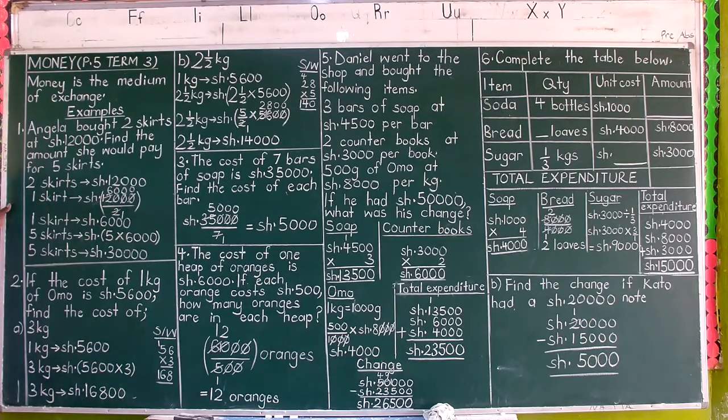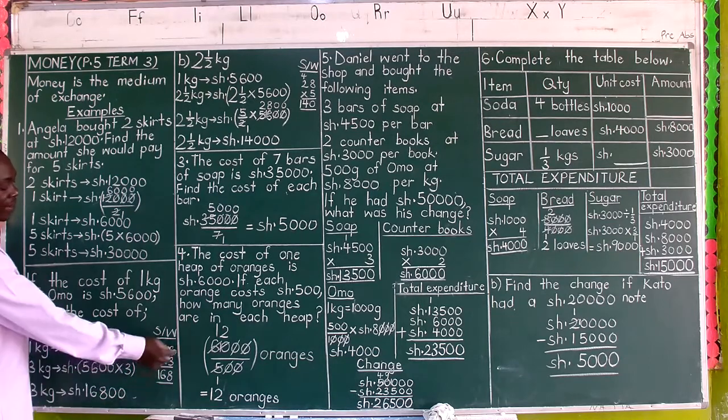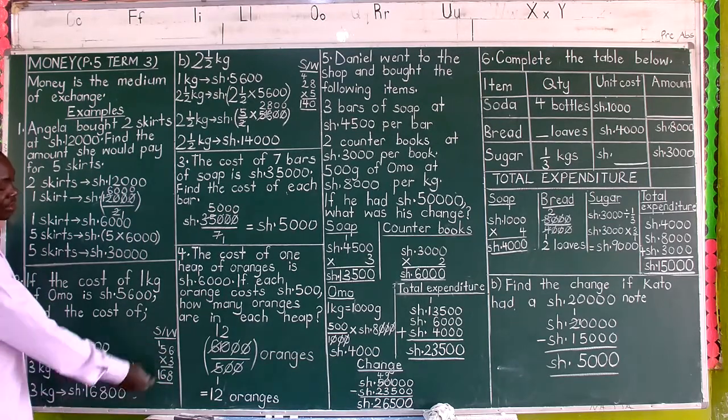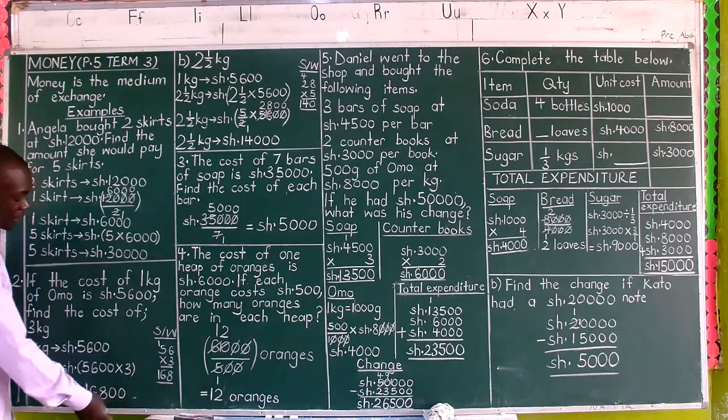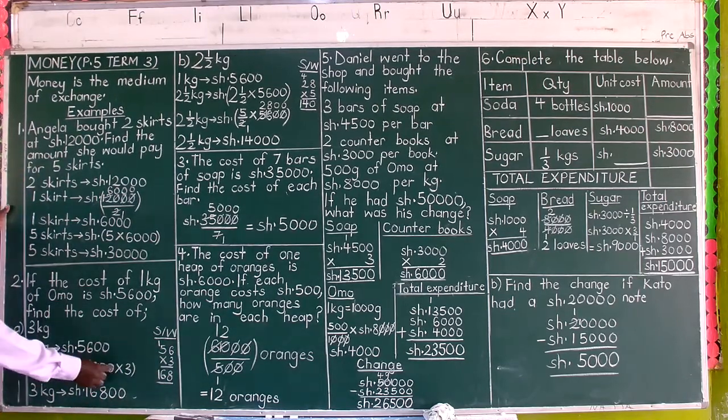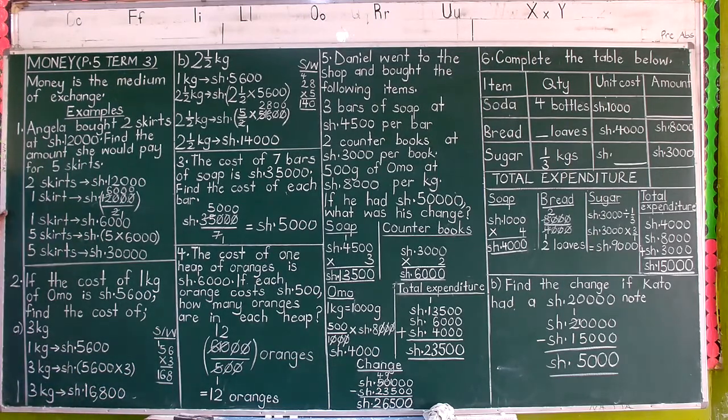So you multiply. Multiplication with numbers ending with zeros is very easy. First, leave out the zeros, and bring them on the answer. Just multiply 56 by 3. Say 3 times 6 is 18, write 8 and carry 1. And say 3 times 5 is 15 plus 1 is 16. Then bring back our 2 zeros here, and get 16,800 shillings. So the cost of 3 kilograms of the same omo is 16,800 shillings.